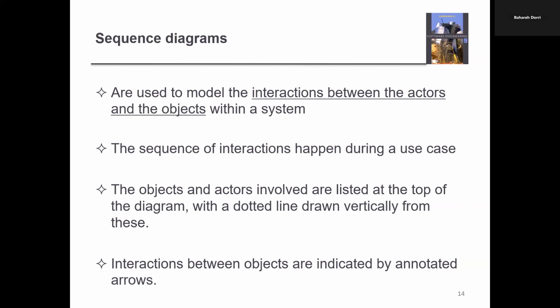At the top of the diagram, you will usually see a row of objects and actors involved in the process. For each one, there is a dotted vertical line, which we call a lifeline, and it represents the timeline for the object or actor.